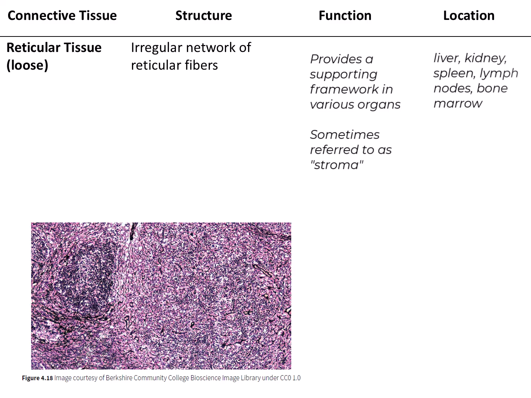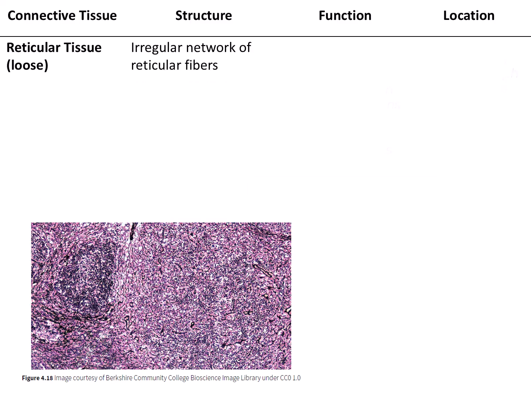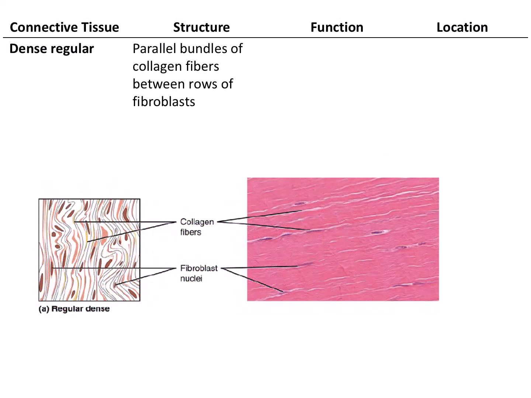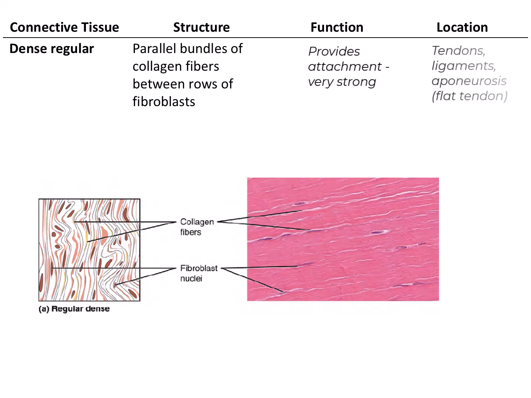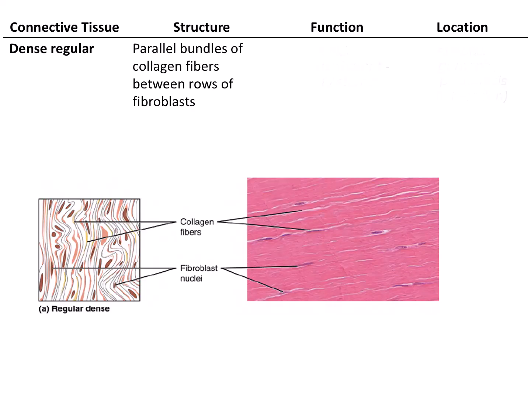Reticular tissue is present in many different organs, but we find it mostly in the liver, kidneys, spleen, lymph nodes, and the bone marrow. Dense regular connective tissue consists of parallel bundles of collagen fibers. These parallel bundles of collagen fibers are in between rows of fibroblasts. Dense regular connective tissue is very strong and makes up the tendons that hold muscle to bone and the ligaments that attach bone to bone.